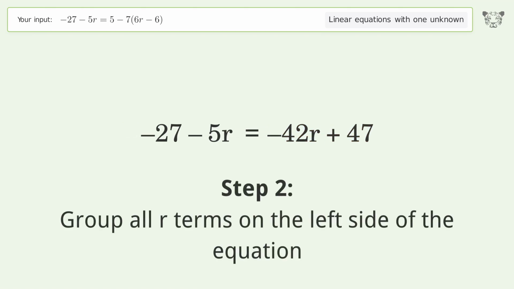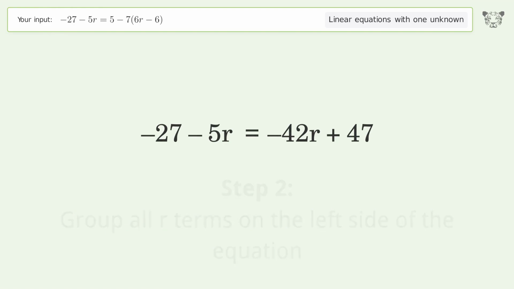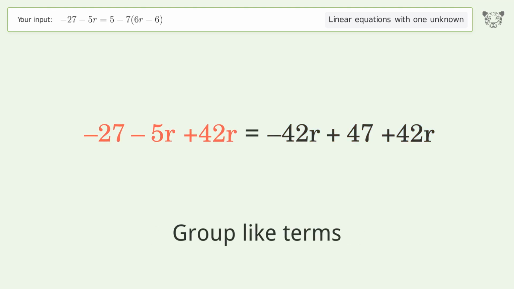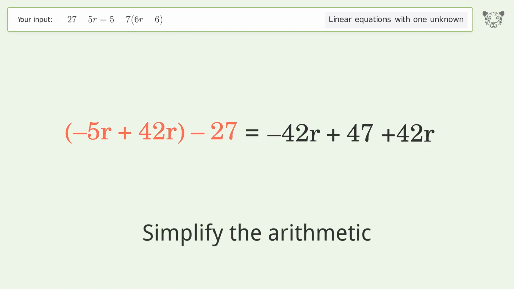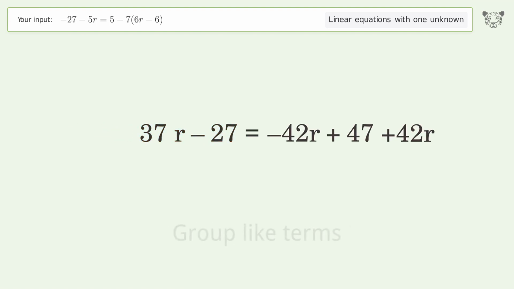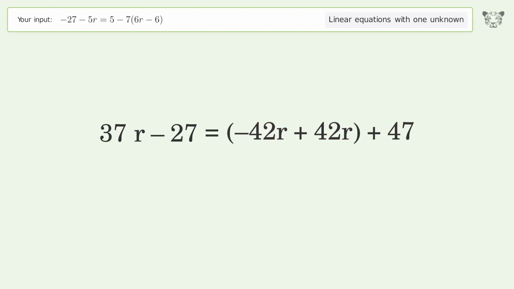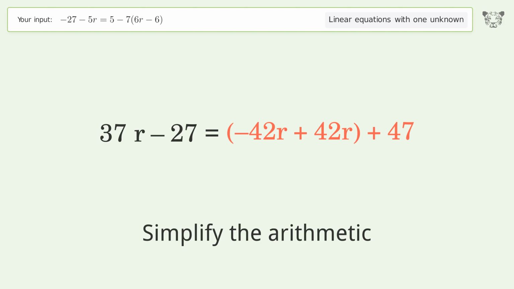Group all r terms on the left side of the equation. Add 42r to both sides. Group like terms. Simplify the arithmetic. Group like terms. Simplify the arithmetic.